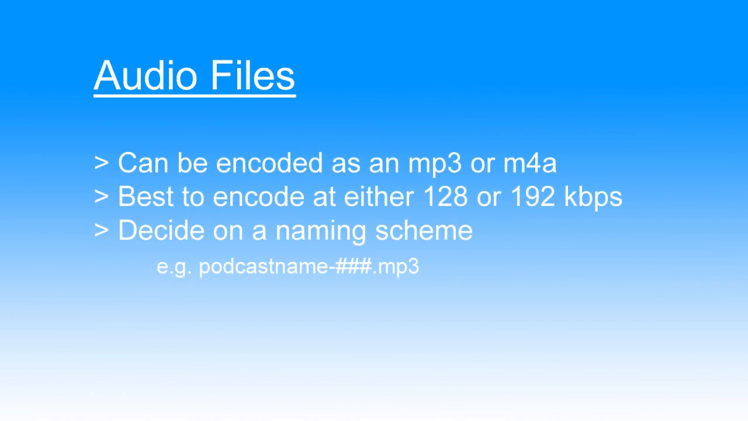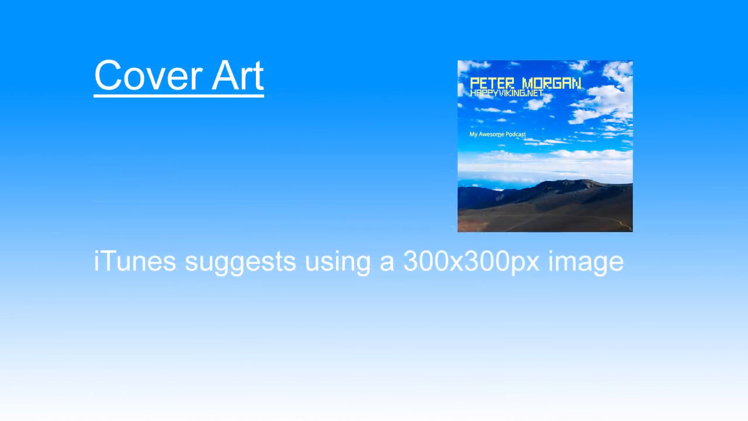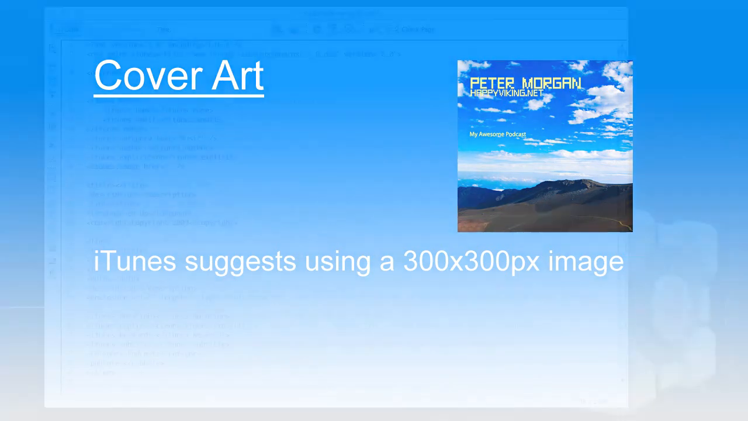The audio files can either be encoded as MP3s or M4As, and it's really best to encode them at either 128 or 192 kilobits per second. It's also important to decide on a naming scheme, such as the name of your podcast, a dash, and then the episode number. iTunes suggests using a 300 by 300 pixel image.